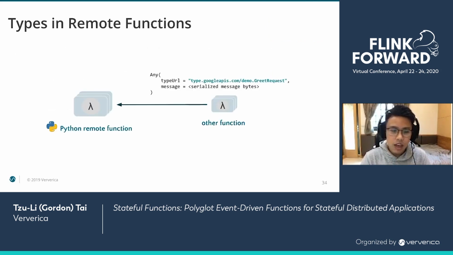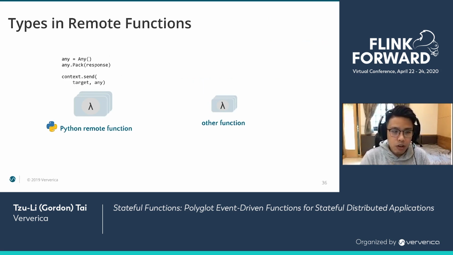On the left here, we have a Python remote function, and on the right, some other function which is sending messages to and receiving messages from the Python remote function. As you can see here, this other function is sending an Any message to the Python remote function with the type URL and the serialized message bytes. And in the Python remote function, what it needs to do is use the Python protobuf library to unpack this to a specific type, which here is a GREET request.